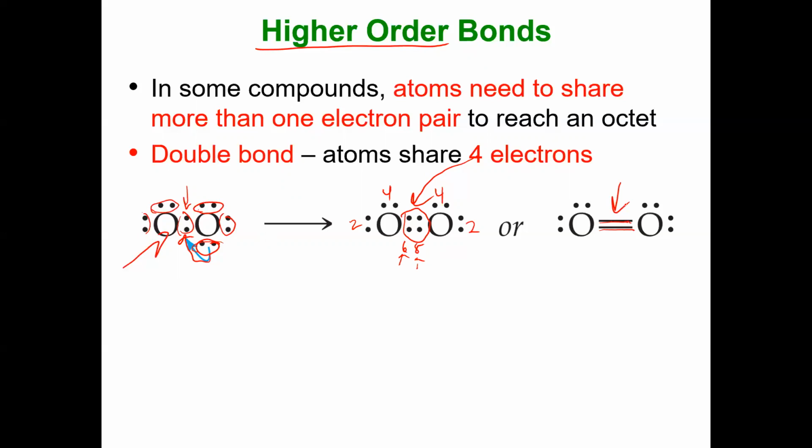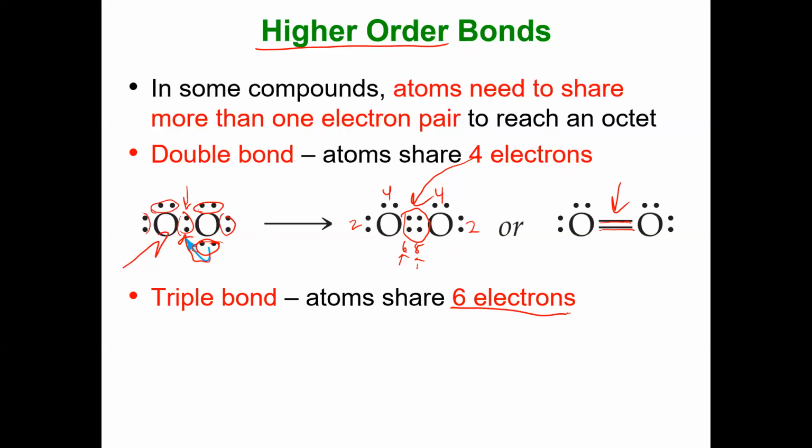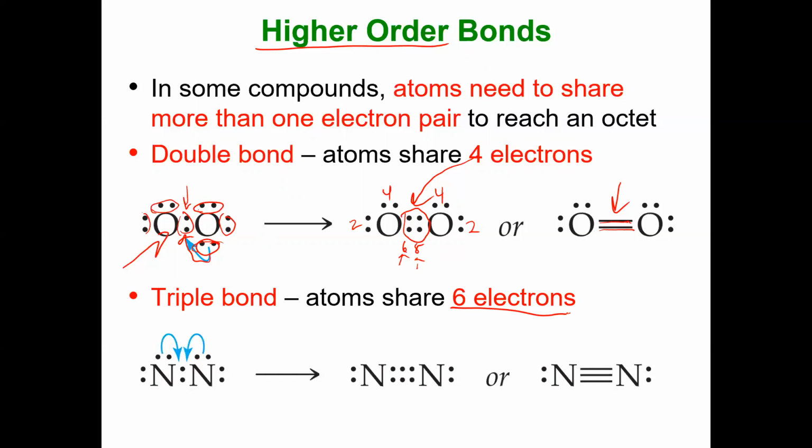Can we do the same to represent triple bonds? Of course. Triple bonds are when you share 6 electrons. We see this in the case of nitrogen. So nitrogen, to achieve an octet, has to share 6 electrons. And that's where we get 3 lines to represent a triple bond.